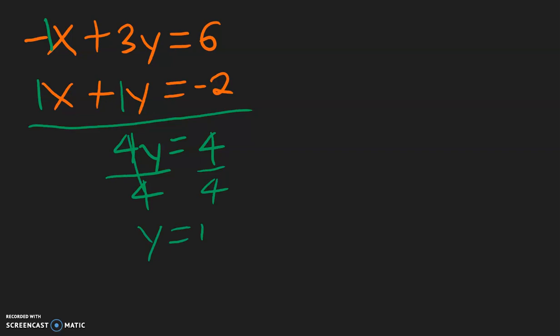And now we can use the first equation to solve for x. So I'm going to copy down the first equation. But this time, remember, we're going to substitute 1 for y. So we have negative x plus 3 multiplied with y. In this case, the value of y is 1, so 3 times 1 equal to 6. So multiplying 3 times 1 is going to be 3, positive 3. Then copy down the negative x equal to 6.